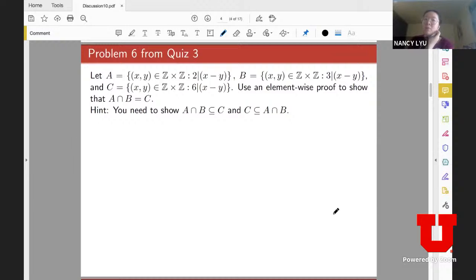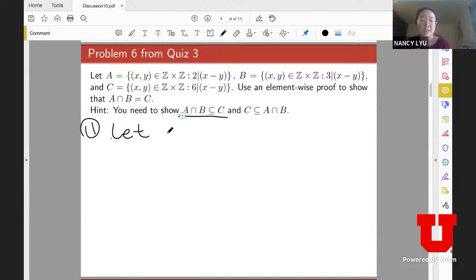And this one is problem 6 from quiz 3. So we're given A, B, C 3 sets, and we want to use an element-wise proof to show that A intersects B equals C. And we want to show they are subsets of each other to prove set equality. So we want to show this, A intersects B is a subset of C first.